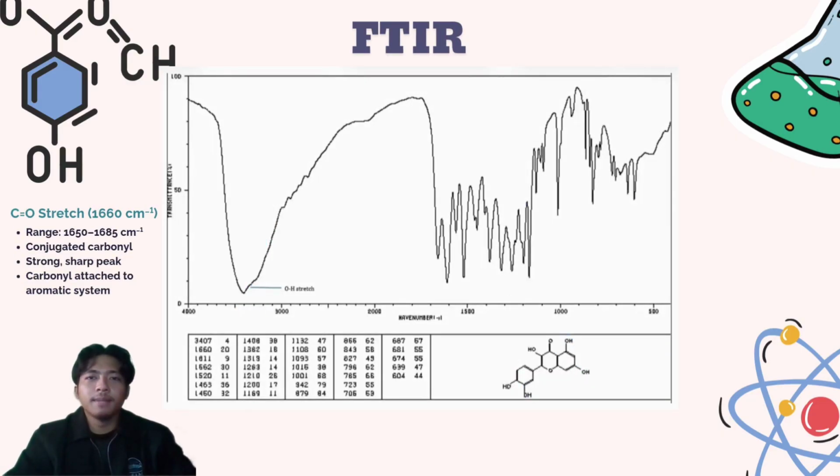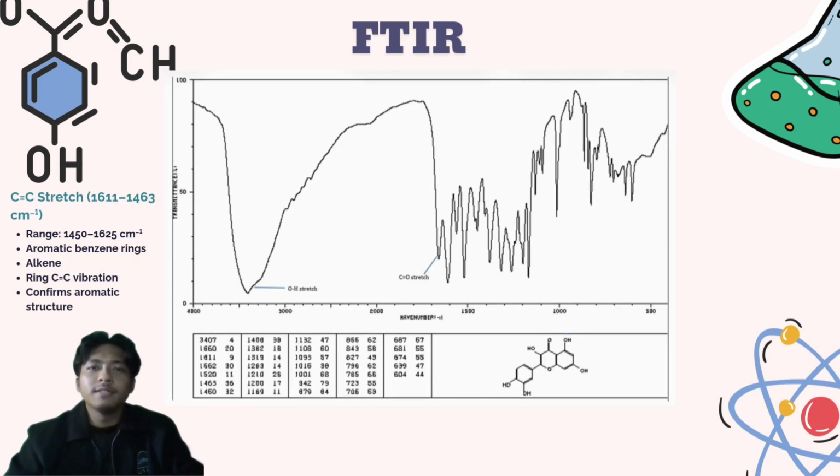A strong absorption peak at around 1,660 reciprocal centimeters is assigned to C=O stretching vibration of the conjugated ketone group. The conjugation between the carbonyl group and the aromatic ring lowers the absorption frequency compared to a normal ketone. The absorption bands between approximately 1611 and 1463 reciprocal centimeters refer to the aromatic carbon-carbon double bond and alkene double bond stretching vibrations. These peaks confirm the presence of aromatic benzene rings and alkene in the quercetin structure.